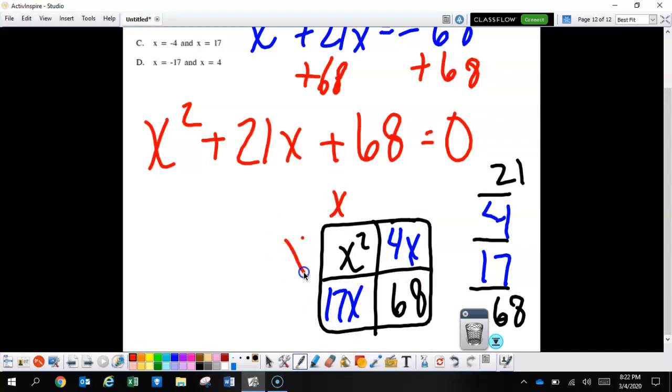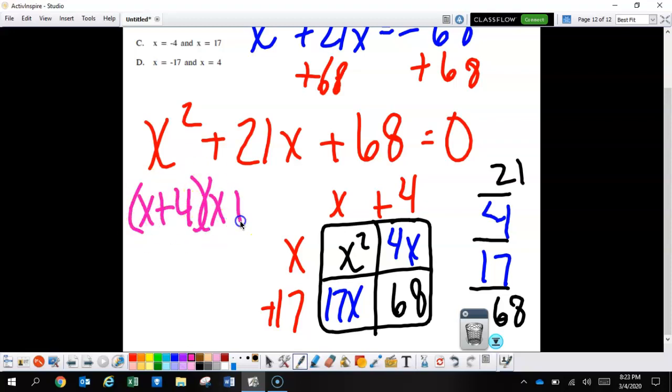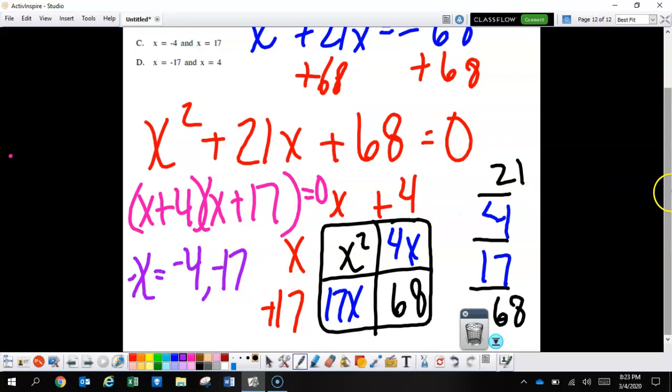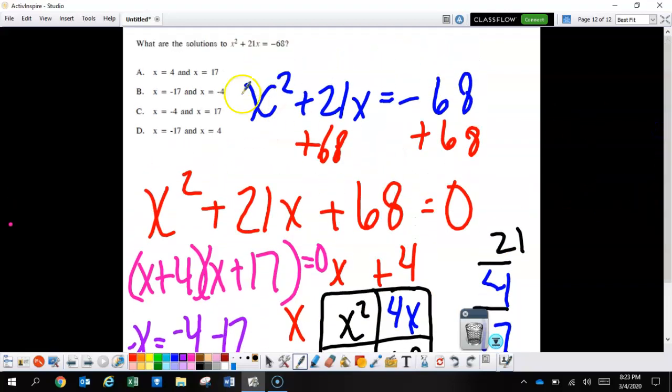So this is x times x. What times x gives me 4x? That's plus 4. What times x gives me 17x? That's plus 17. So this is x plus 4 and x plus 17 equals 0. But then you set them equal to 0 each, and it's going to be the opposite, right? So negative 4 and negative 17, so B would be the answer.